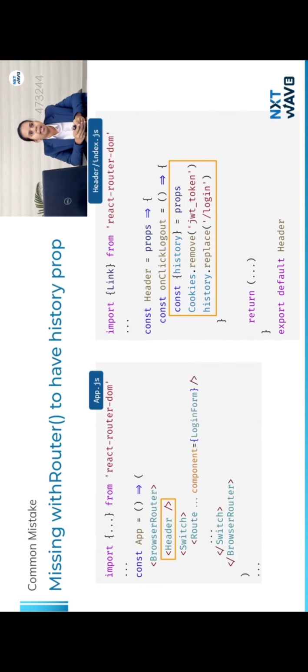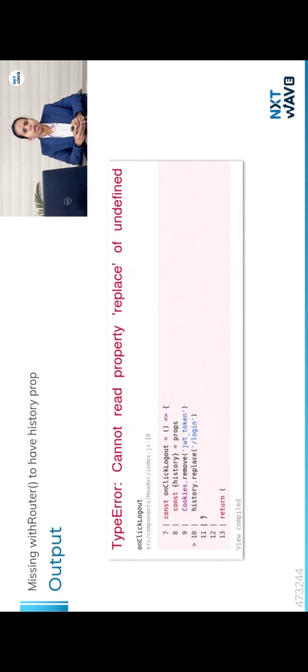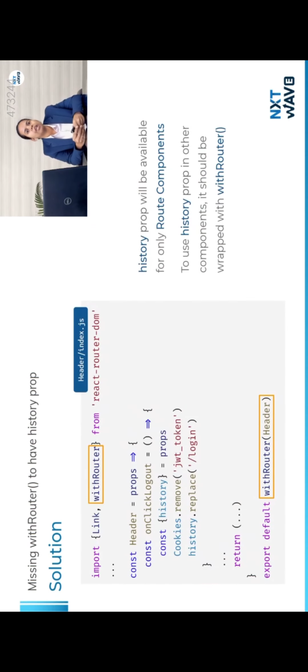Let's understand this. Here you can see that we have the header component, and within the header, we have written history.replace of slash login. If you write like this, we'll get an error saying cannot read property replace of undefined. Let's understand the reason behind it. As we previously understood, the history prop will only be available for the route components. Whereas here, the header is not a route component, right?